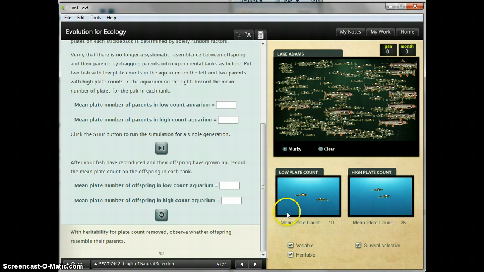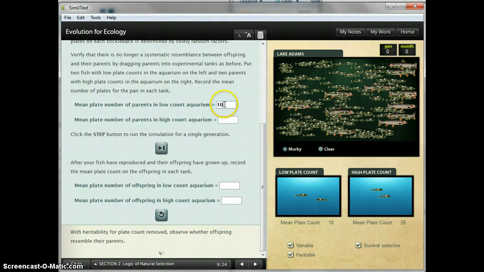So we've got one group here that are low plate count. You can see that the mean plate count for our two parents is 10, so they only have 10 bony plates on average, whereas we have a high plate count group where our parents on average have a plate count of 26. So what we're going to do is have them reproduce, leave behind some offspring, and see what their plate counts are.